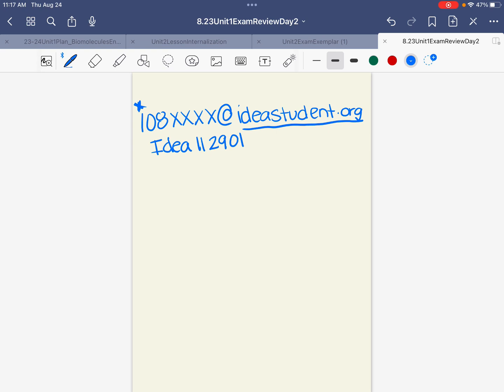And your password is your birthday, so it'll be capital IDEA for idea, and like my birthday is November 29th, so I put 11/29, and let's say I was born in 01, I would put 01. So that is how you log into your computer. If you need your student ID or your birthday, Miss Adame and Miss Bruneda will have a paper copy of it.